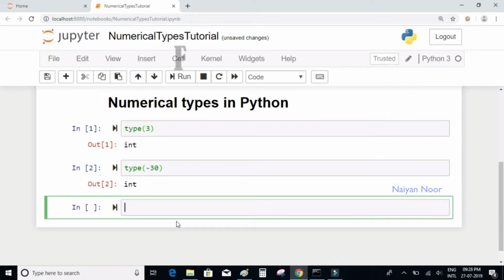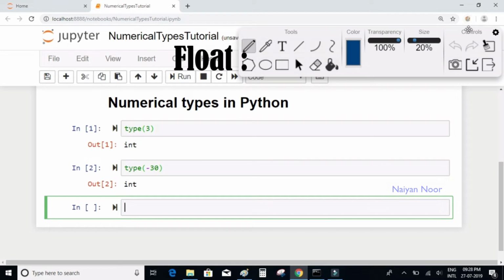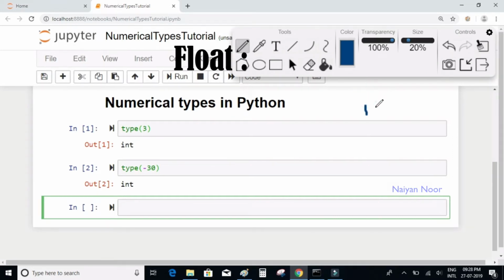So the floating point numbers are numbers which have a decimal point or a decimal part as well. For example, numbers such as 1.2 or maybe 4.5, 4.56 or something like that, or even negative numbers like -0.23. These kind of numbers which also have a decimal part are called floating point numbers.